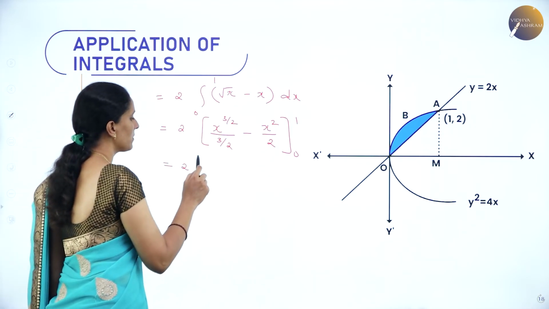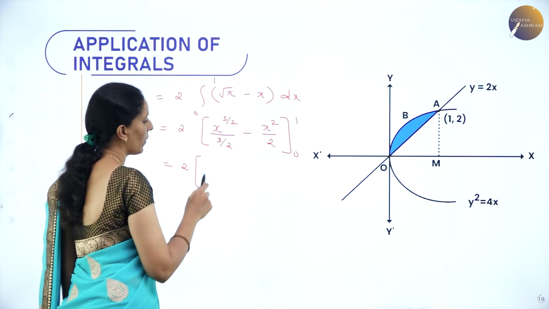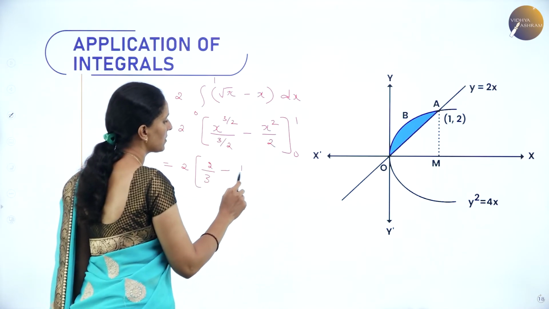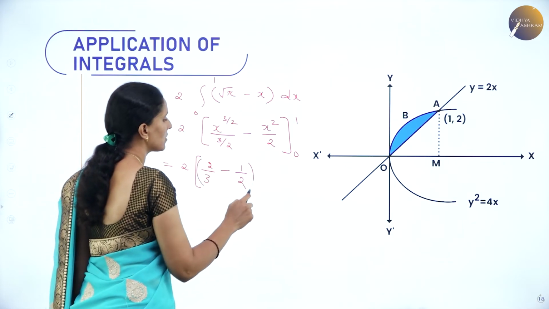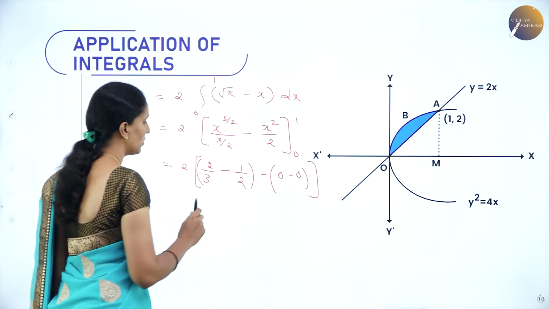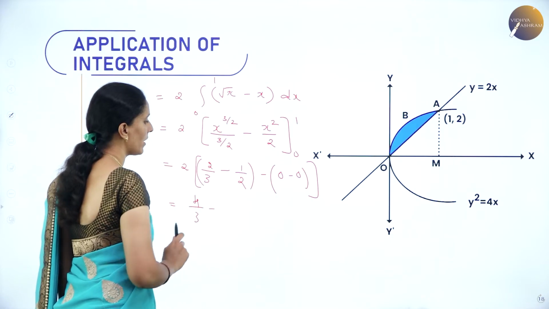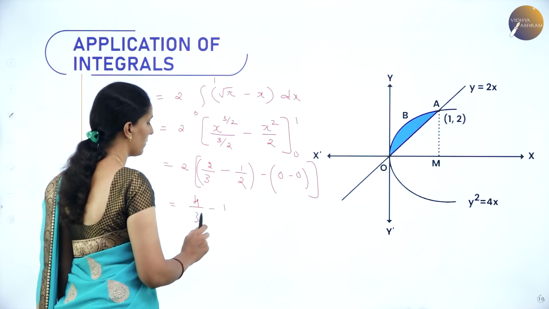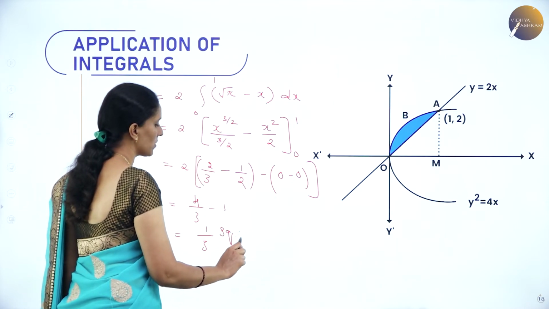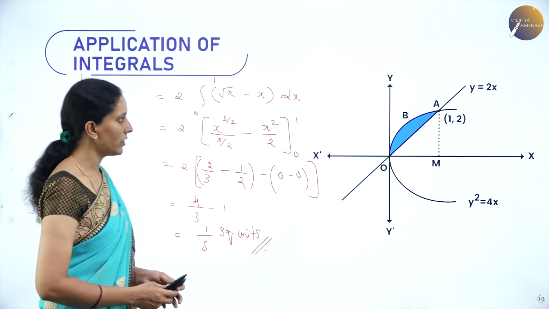So now 2 times, here we have the limit 1. If you apply the limit 1, it becomes 2 by 3. And if you apply the limit 1 here, it becomes 1 by 2. Minus, for 0 it is 0 minus 0. So therefore it becomes 4 by 3 minus 2 times 1 by 2, which is 1. So which becomes 1 by 3 square units. So this is the area bounded by the region.